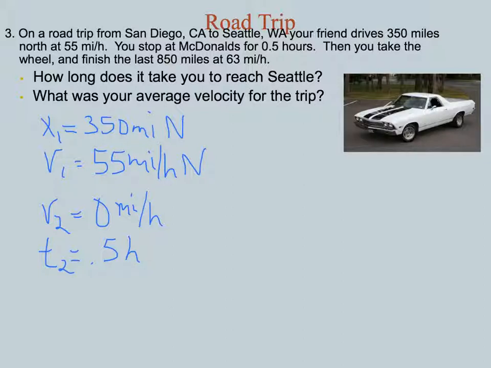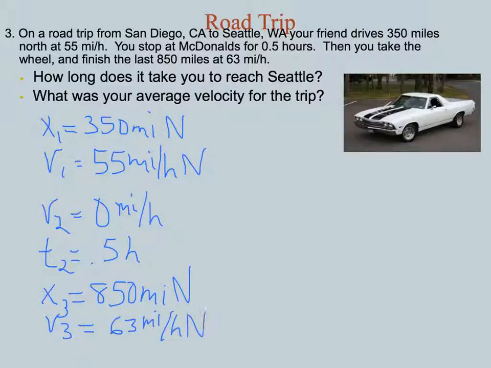Then you take the wheel and finish the last 850 miles. So X3 is 850 miles, and we know it's north because we're still traveling to Seattle, at 63 miles per hour. So V3 is 63 miles per hour north. The question asks how long it takes, so we're finding total time. And what's your average velocity? That's going to be our total displacement.